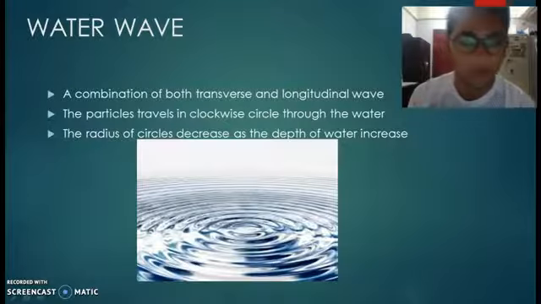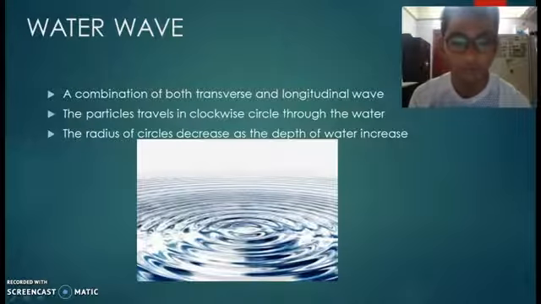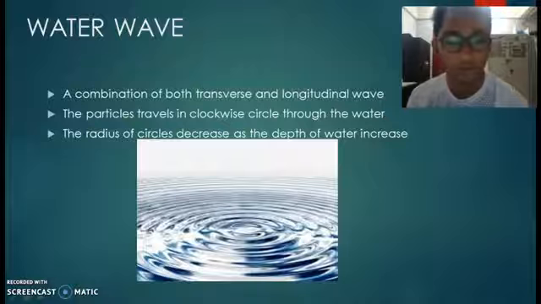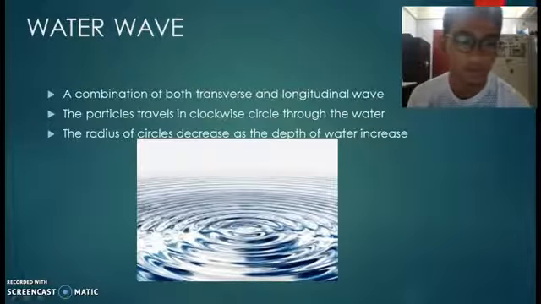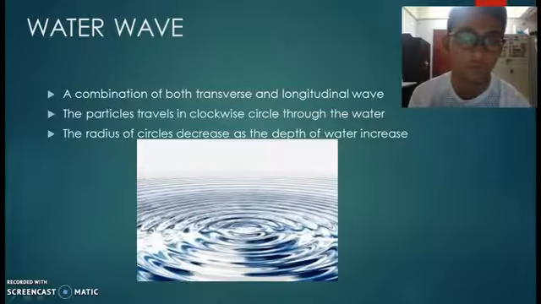Water wave. A combination of both transverse and longitudinal wave. The particle travels in a clockwise circle through the water. The radius of the circle decreases as the depth of water increases. This means it has both waves, you know.